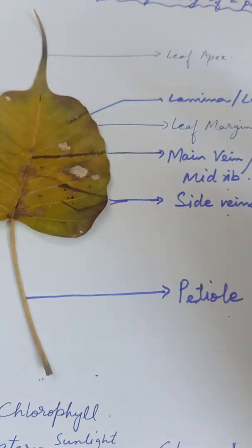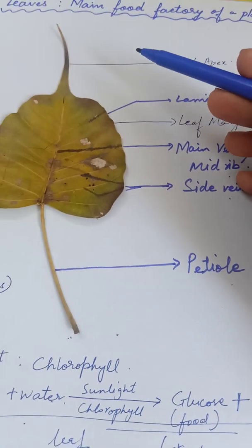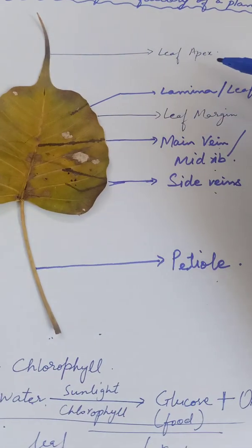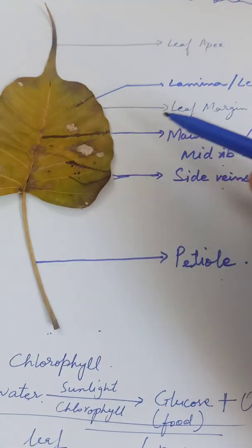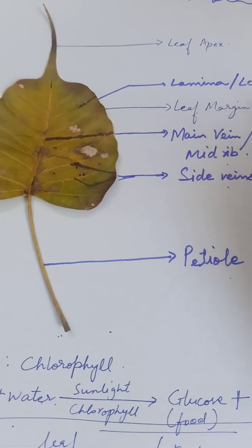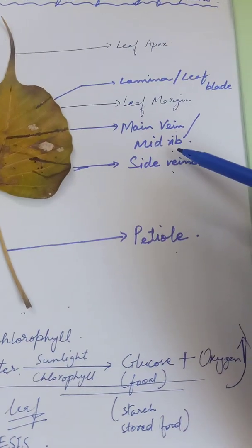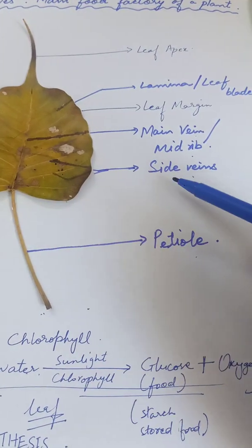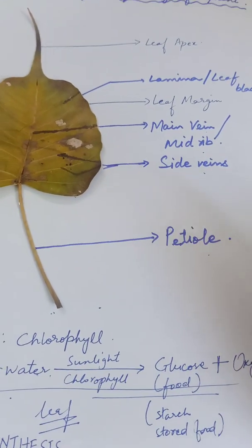Alright. So I again repeat, what are the parts? Starting from here, leaf apex. Then you have the leaf margin. The surface of the leaf is known as lamina or leaf blade. Then you have the main vein or midrib. Then you have the side veins. The last one is the petiole. Understood?